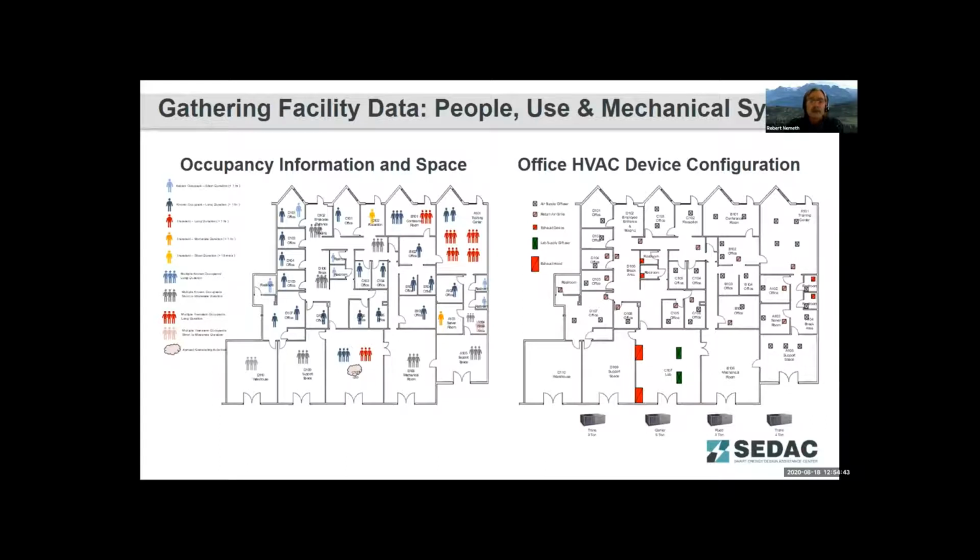Now, on the mechanical side, once again, we need 10 parameters. We need to know what type of mechanical system there is, where the supplies and the returns are, and there we're getting into airflow issues. So next slide, please, Cassie.